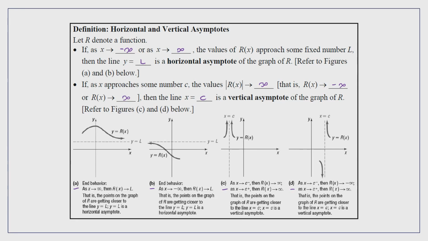Alrighty. So as x is approaching from the left, or as x is approaching from the right, r of x is approaching infinity or negative infinity, then we know we have a vertical asymptote at a point c.